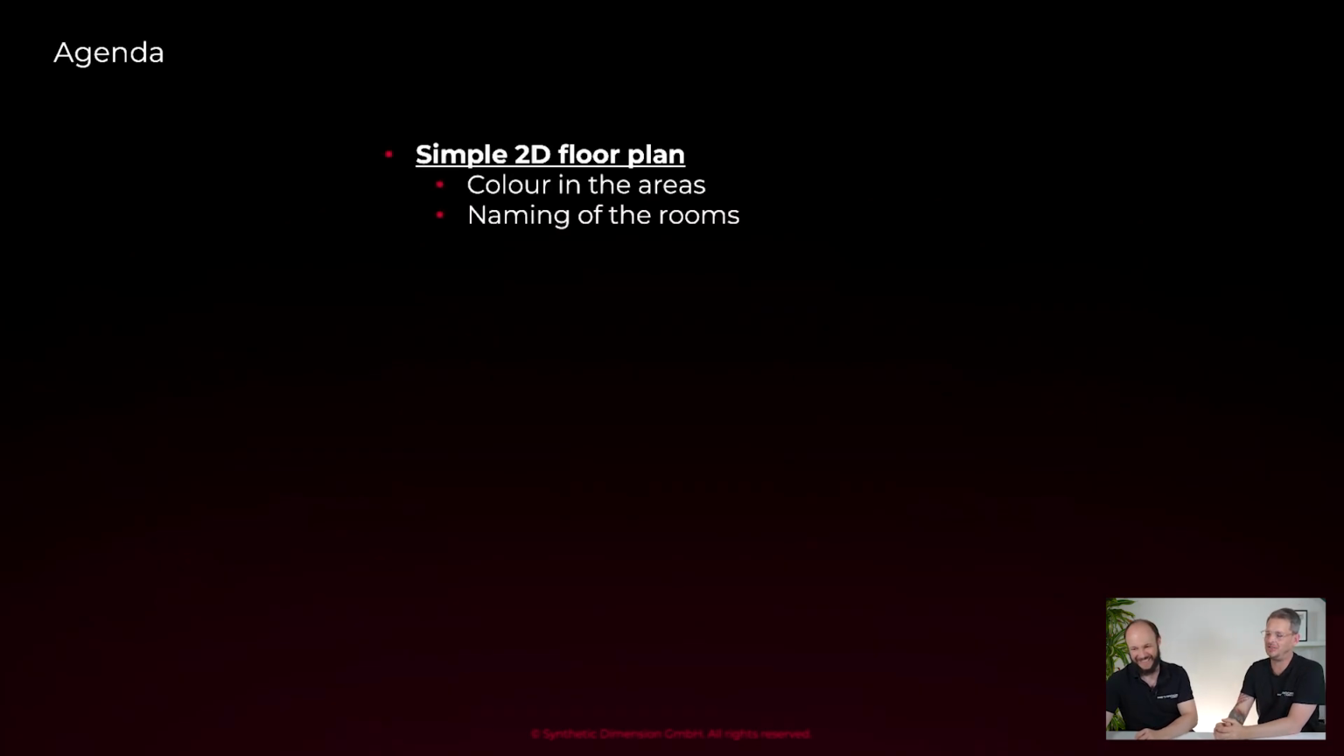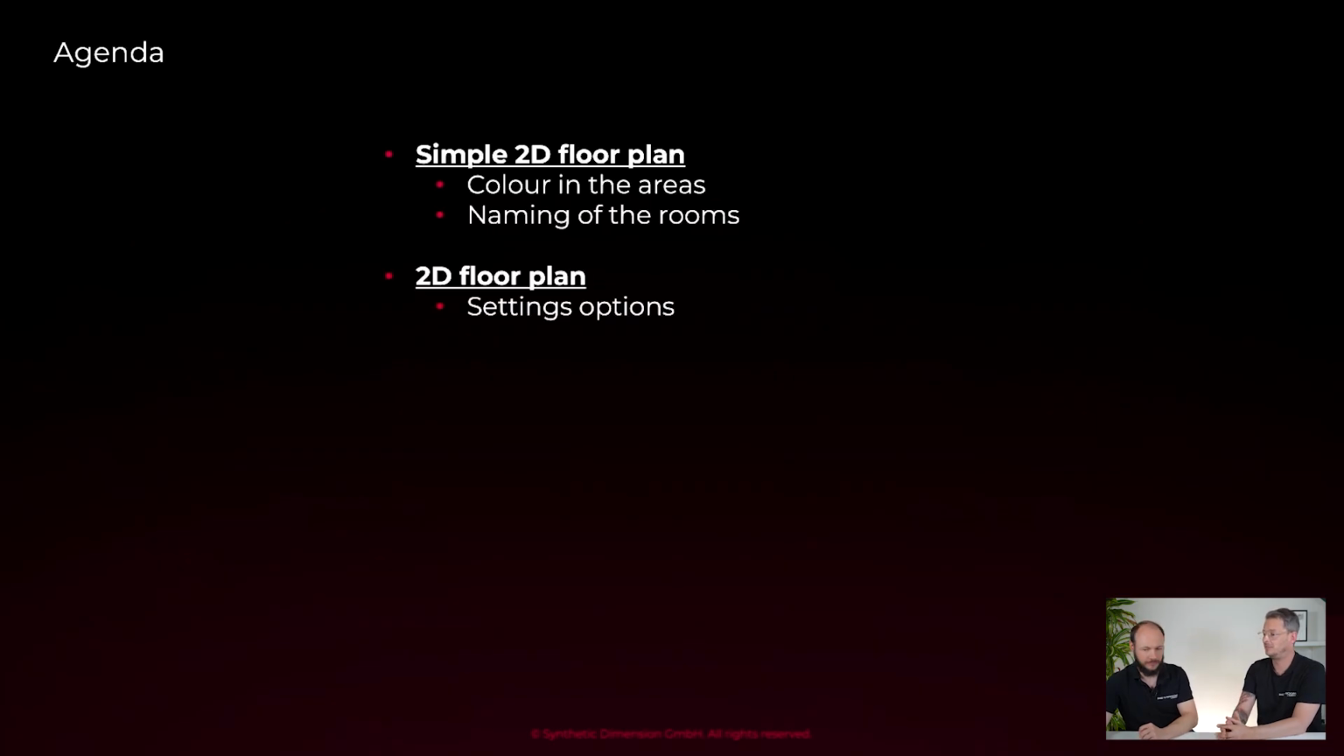We have a little bit of an agenda. We had to make a plan to run properly through everything. What we're going to show you first is basically our simple 2D floor plan, when it comes to coloring areas, which most people don't know is possible, and most importantly, how to work in the workspace a bit better by, for example, naming your rooms.